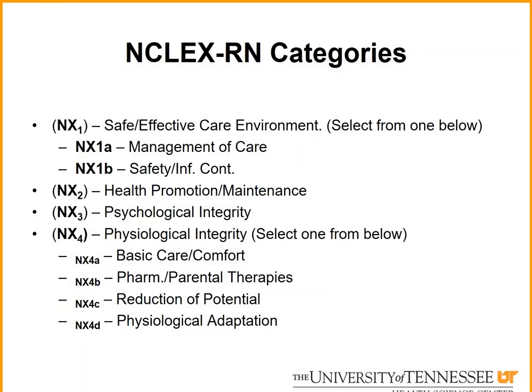The other thing that we code to are the NCLEX-RN categories that I mentioned. So for the NCLEX, the code is NX for NCLEX. And you'll see the 4 main categories I have there: NX1, safe, effective care environment; NX2, health promotion and maintenance; NX3, psychological integrity; and NX4, physiological integrity. And then under each of these, I broke them down and we put like a little A or B. That way, faculty coding to one of these NCLEX categories would only have to type in NX2, and we would know that referred to health promotion and maintenance.